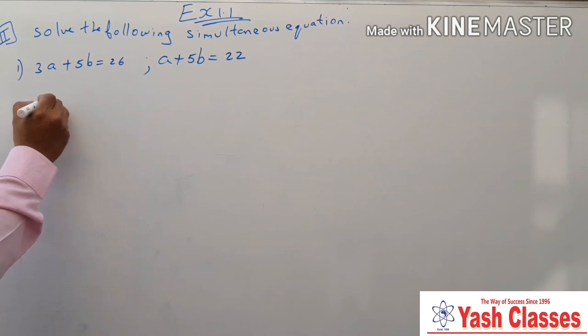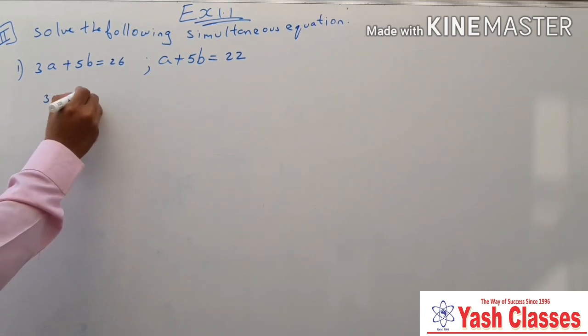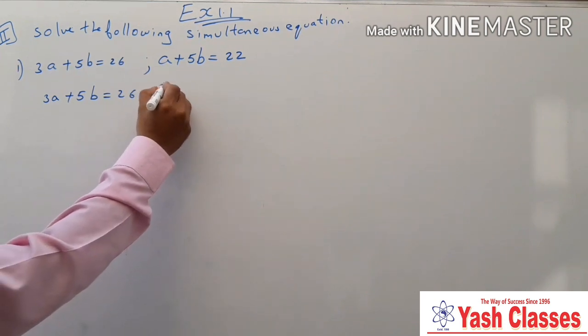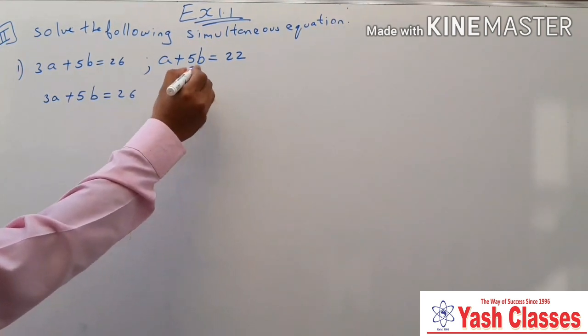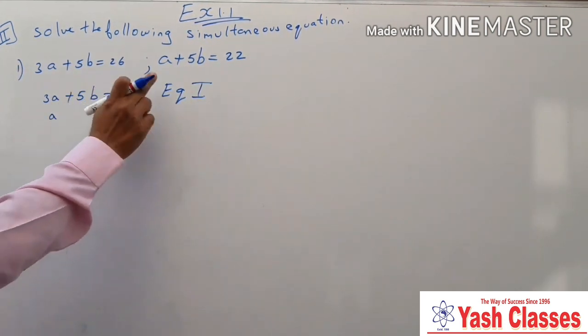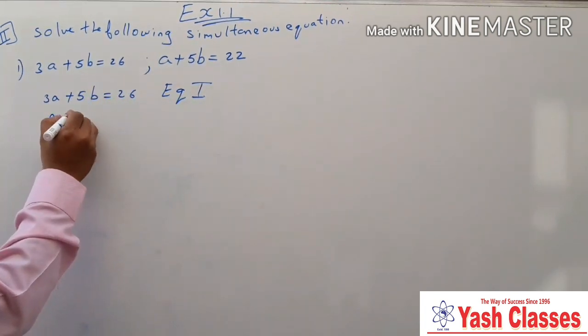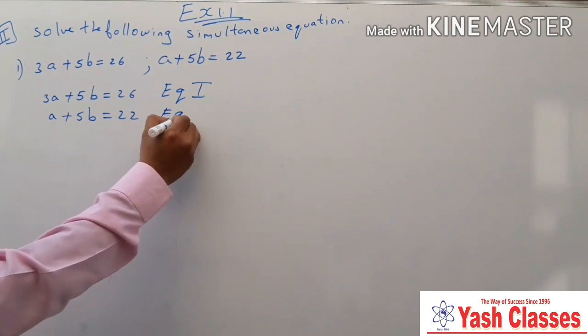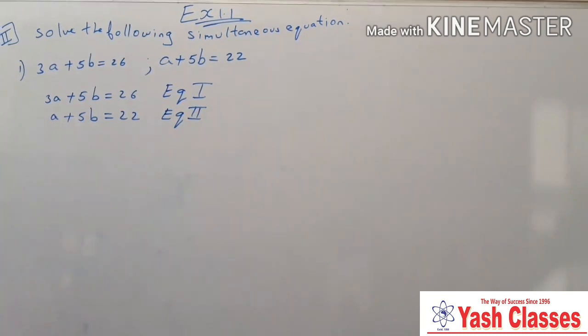First you have to name these equations. 3a plus 5b is equal to 26, equation number 1. Second, this one: a plus 5b is equal to 22, equation number 2. Now see here.